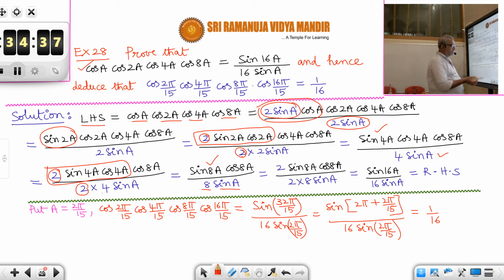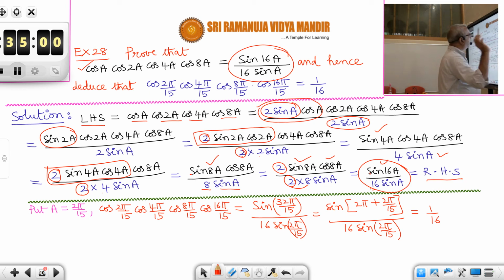So finally I will give another 2 to the numerator and denominator. So this 2 is extra now. Again 2 sin 8A cos 8A becomes sin 16A in the next step. So 2 into 8, 16 sin A. So sin 16A by 16 sin A. That is what we have to prove, the right hand side. Okay, sin 16A by 16 sin A, that is the right hand side. So we have proved the first part.